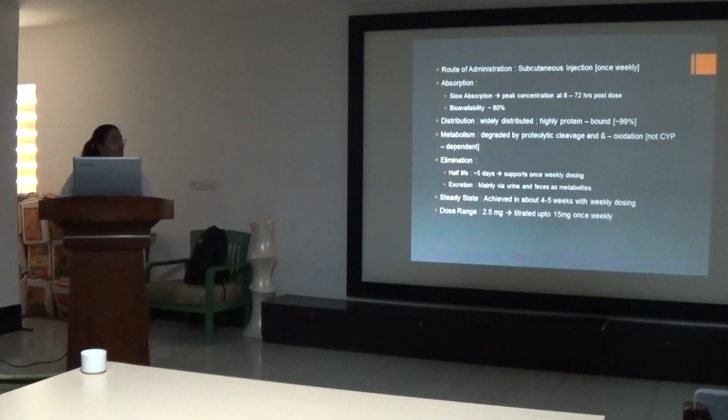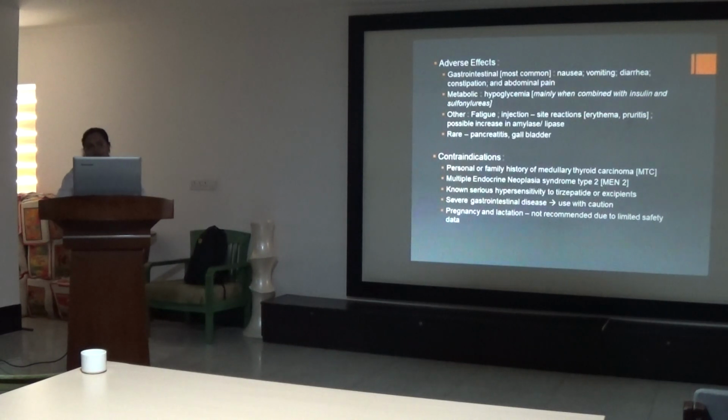Absorption is low, bioavailability of 80%, and peak concentration takes around 72 hours post injection. It's widely distributed, highly protein bound, and metabolism is by proteolytic cleavage and beta oxidation. Does not require CYP enzymes. Elimination half-life is 5 days, so that is why we give weekly injections. And steady state of the drug is achieved within 4 to 5 weeks of weekly doses. Dose starts with 2.5 mg and it has to be titrated up to 15 mg once weekly.